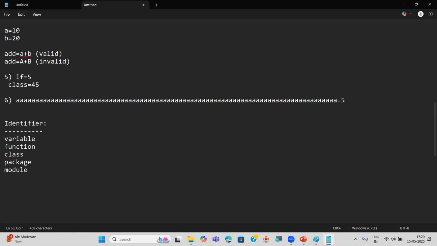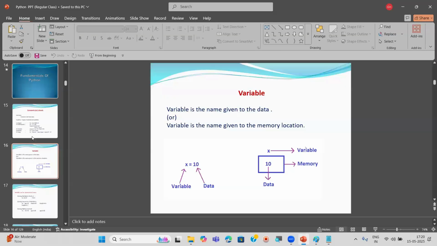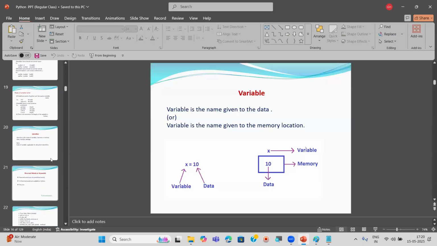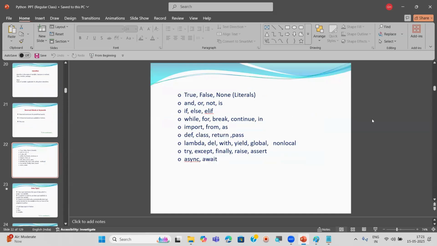Next, keywords or reserved words. I'll show this in the slide. There is a list of keywords available. Keywords basically means predefined words given by the Python people. In total, 35 reserved words or keywords are available. These are the list of keywords. You can go through it once and read later so that you can remember a little bit. Whenever I use any one of these words, you have to identify that this is a keyword or predefined word.